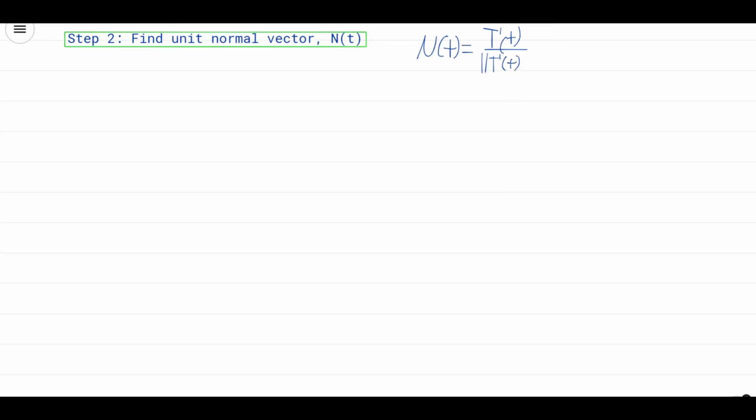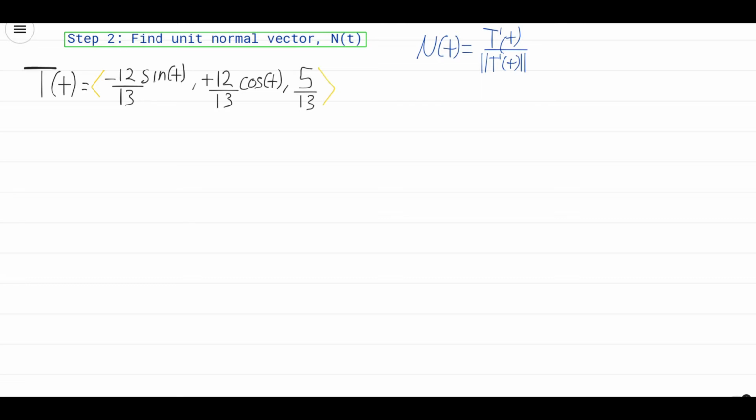Now that we have the unit tangent vector, for step 2 we're going to find the unit normal vector. If you don't know how to compute it, I have a video on that, but basically the formula for the unit normal vector is the derivative of the unit tangent vector divided by its magnitude. Thus we get a unit normal vector. Recall that our unit tangent vector was negative 12 over 13 sine of t, comma positive 12 over 13 cosine of t, comma 5 over 13.